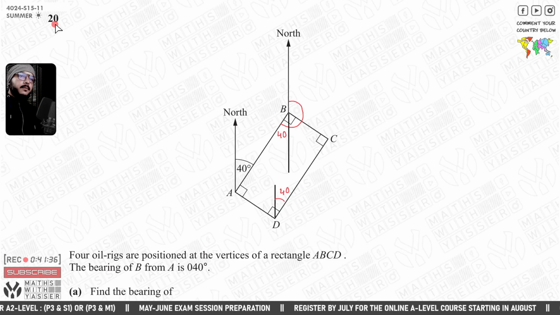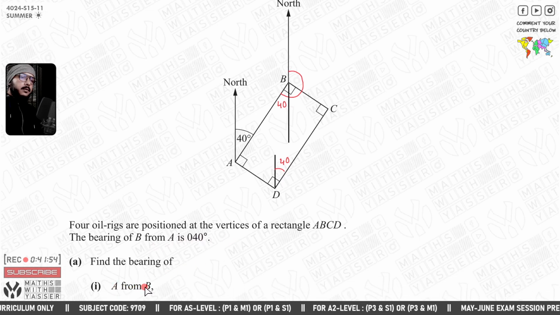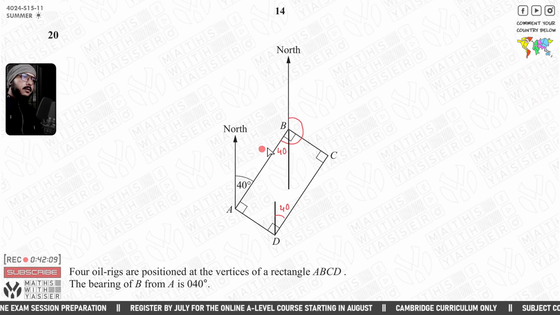Question number 20. 4 oil rigs are positioned at the vertices of a rectangle ABCD. The bearing of B from A is 40 degrees. We need to find the bearing of A from B. We know that the angle is drawn where it says from something. So since it says the bearing of A from B, that means we need to go clockwise from north, starting from this point, clockwise all the way up to this line for AB. And that is the bearing that we need to find. So this is the bearing of A from B.